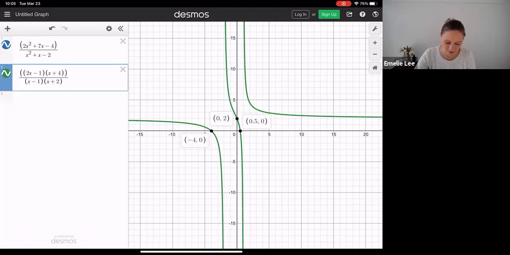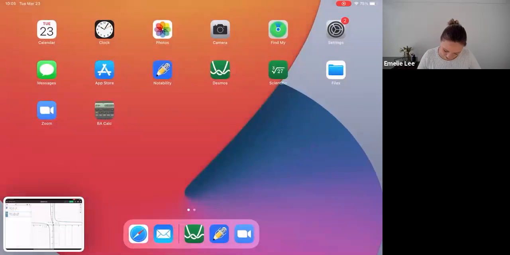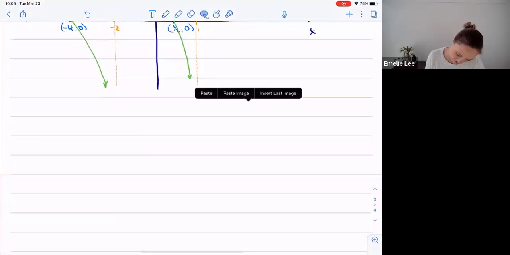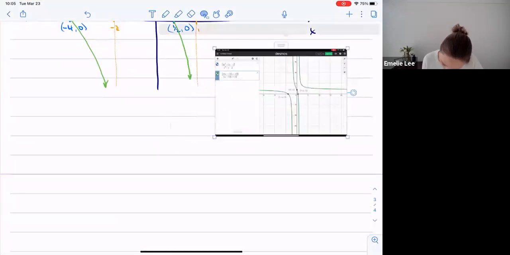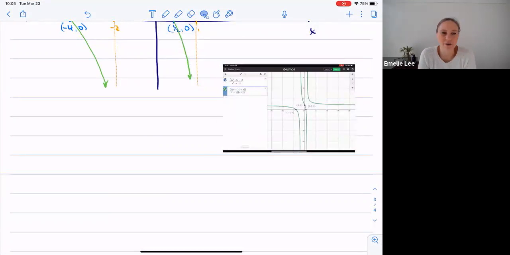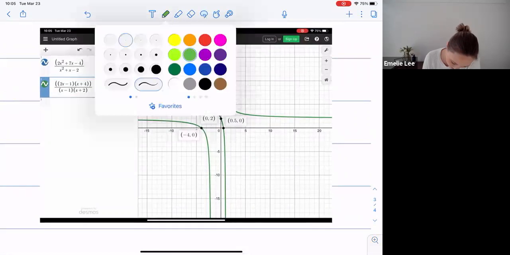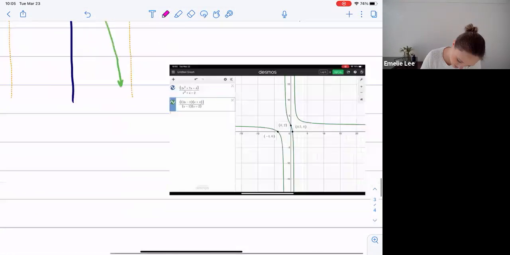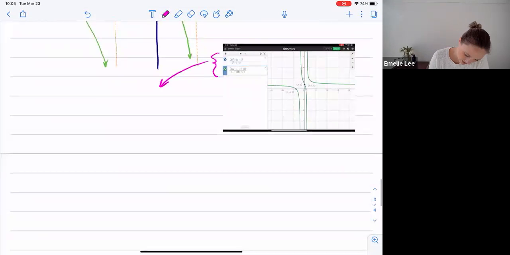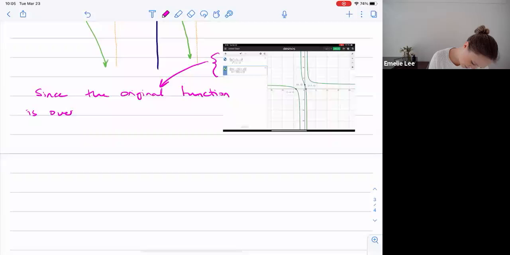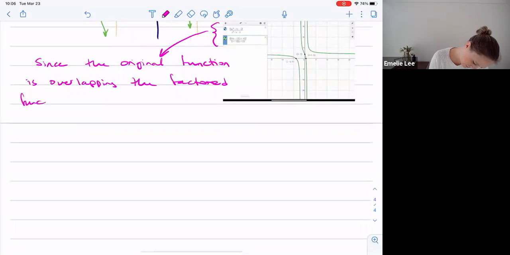So, okay, now I have to remember, I'm learning how to bring in, insert last image. Look at me go. So here we have a screenshot of the graphs. And since the original function is overlapping the factored function, they are the same, right?